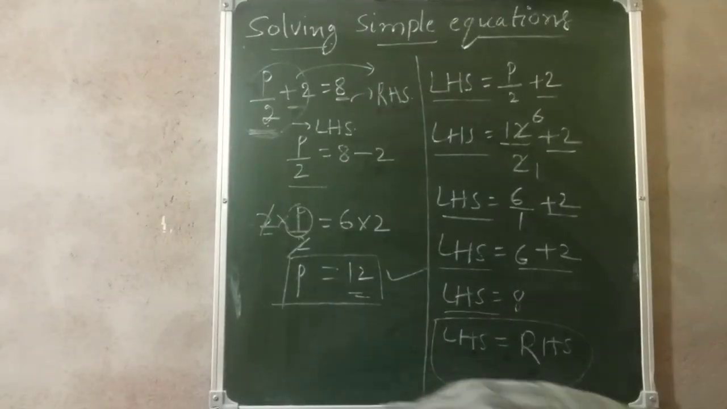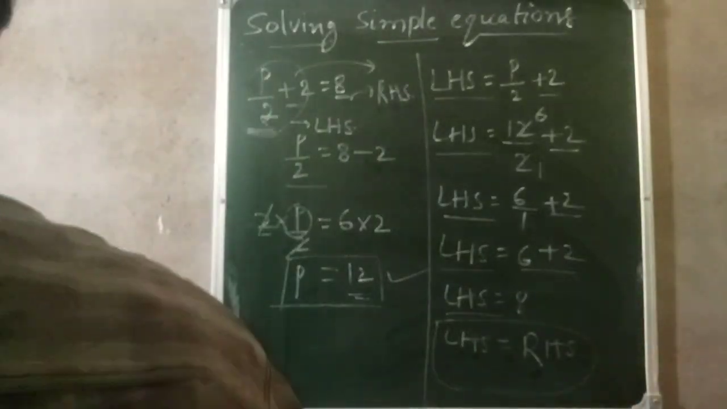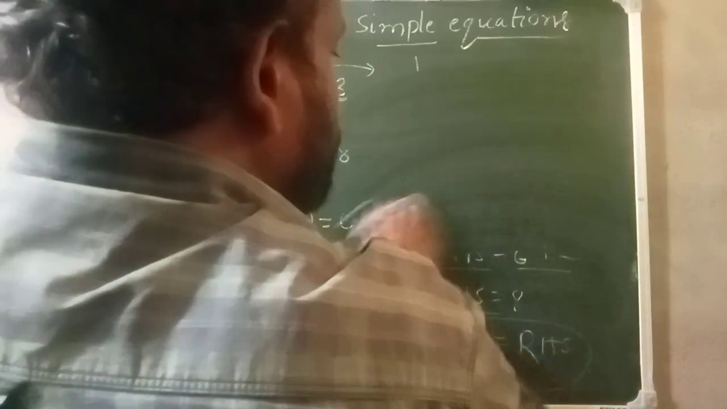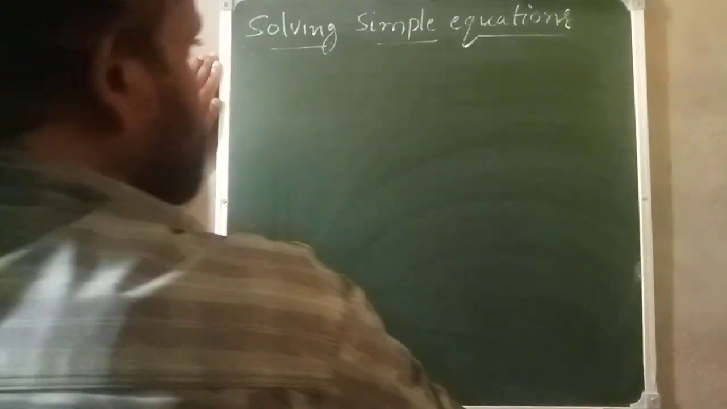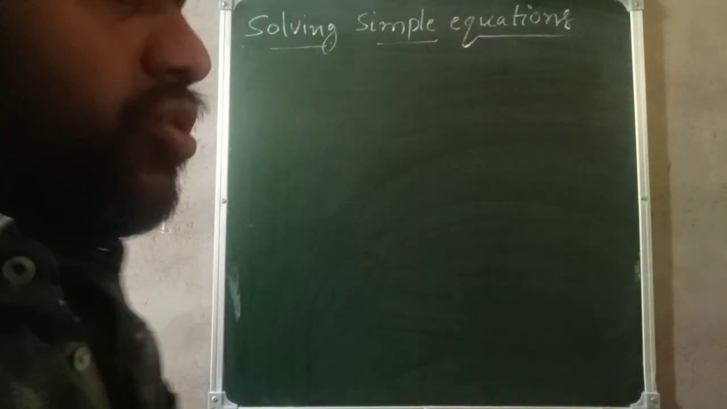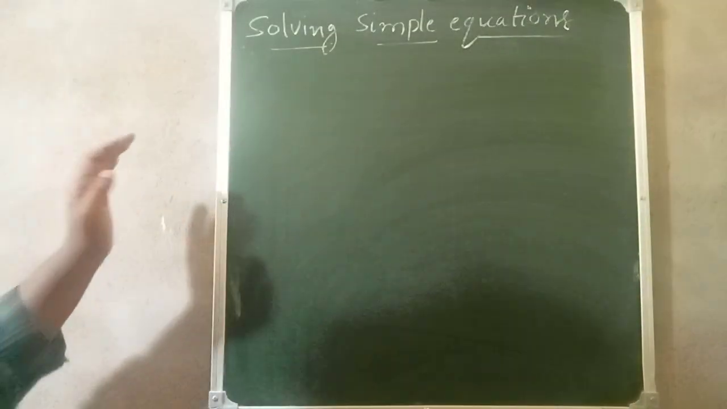Next we will take another simple equation. So I will erase this. I will rub this. Next, a very simple equation I will take. That equation is x minus 1 is equal to 0.